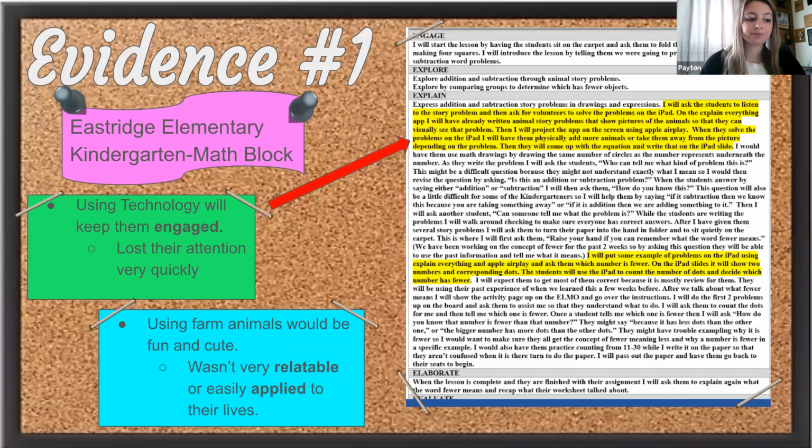I thought that by using technology, students would be interested and it would keep students engaged in the learning. I realized very quickly that just using technology doesn't make it engaging. I lost their attention very quickly. The students who were up at the iPad were the only ones engaged in what they were doing.